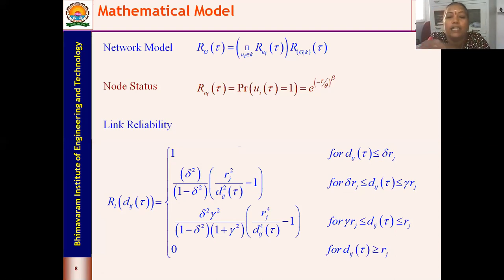So it means that when i is equal to 1, the RL of Dij of tau is equal to 1 for Dij less than or equal to delta Rj. That means delta is going to be 1. Let us assume delta is maximum. When delta is maximum, it means that Dij is less than or equal to Rj, so I can consider it as a binary model. And greater than Rj, it is going to be equal to 0. So under these two cases, it becomes a binary model.